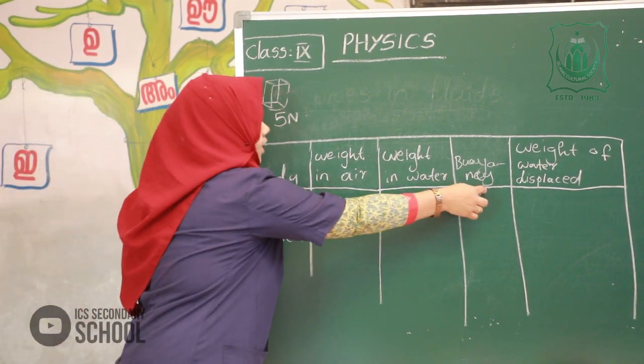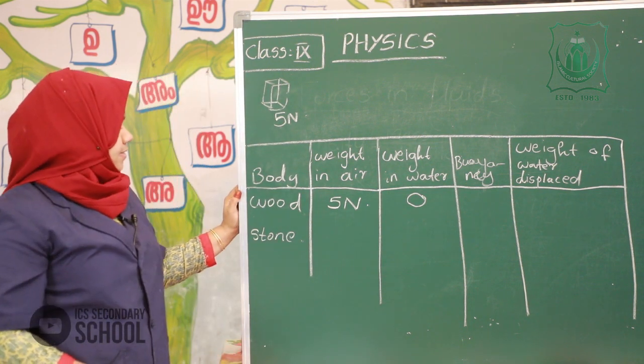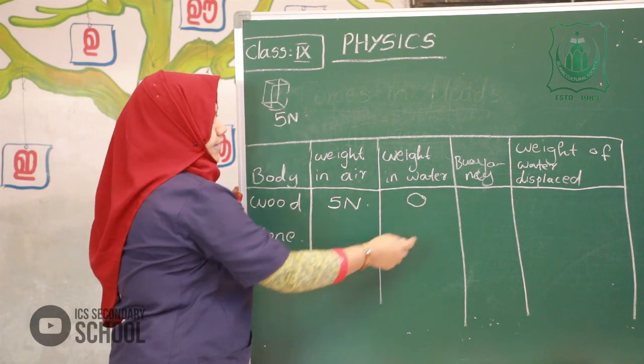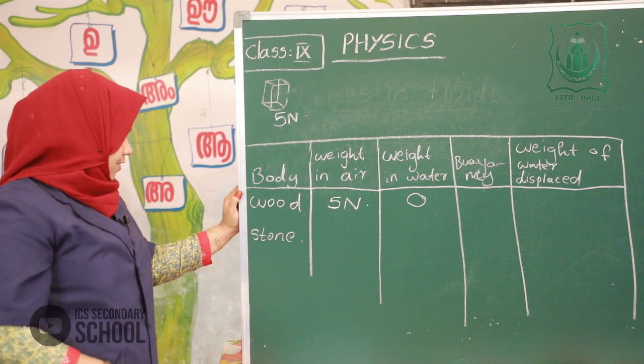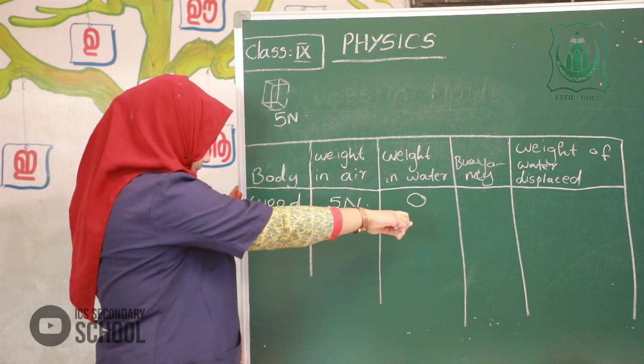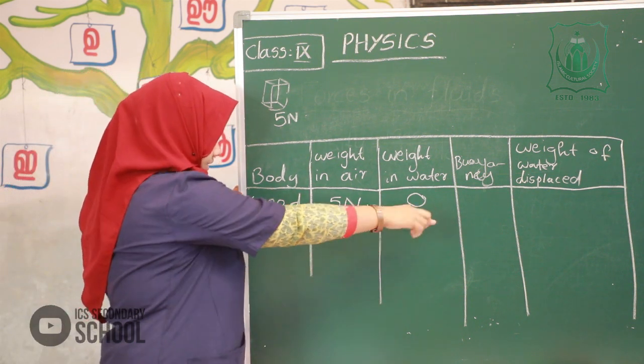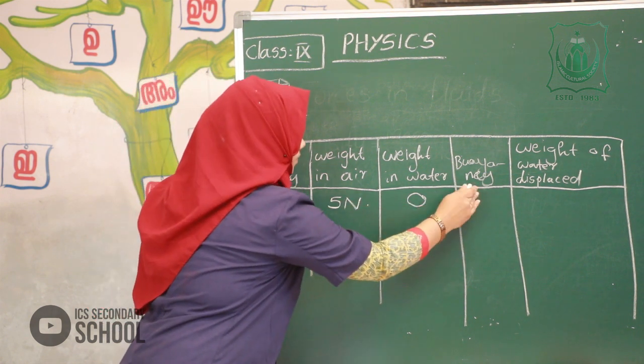Then how to find out buoyancy? We know that buoyancy is equal to weight in air minus weight in water. So, 5 minus 0, what? 5 minus 0 is 5.